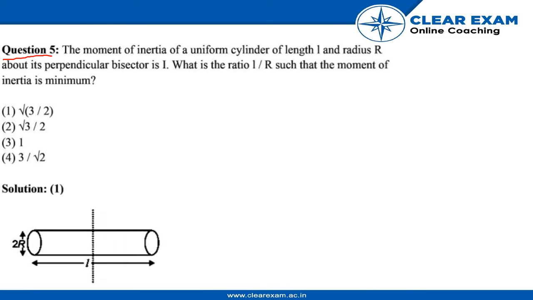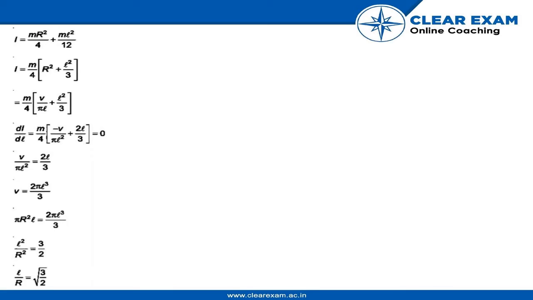Therefore, this will be a perpendicular bisector, the length is L and the radius is R, therefore the diameter is 2R. Here we will see that I equals MR squared by 4 plus ML squared by 12. Therefore, I equals M by 4 (R squared plus L squared by 3), and differentiating gives dI by dL equals M by 4 times (minus V upon pi L squared) plus 2L upon 3 equals 0.